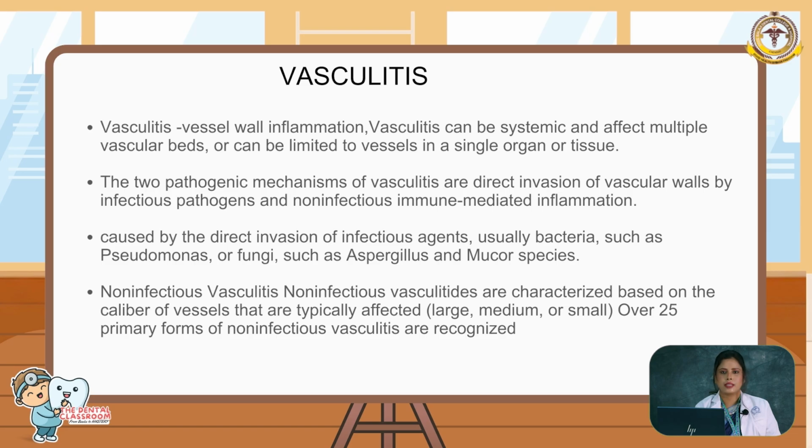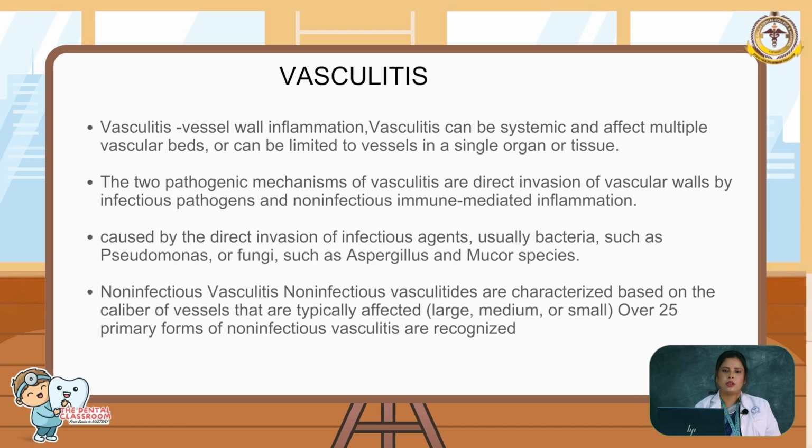What do you understand by systemic? When it involves multiple vascular beds. If it is localized, it means it affects only a particular organ or tissue. So what is the mechanism of vasculitis? It can be immune or non-immune related. Immune related is deposition of immune complexes, or there is some stimulation of immune related mechanisms.